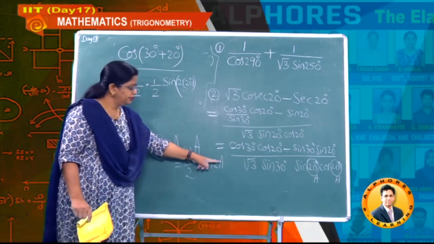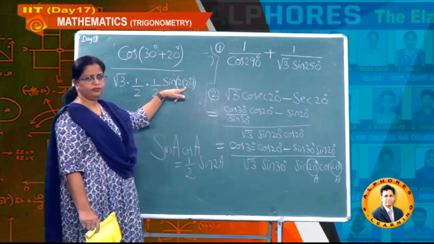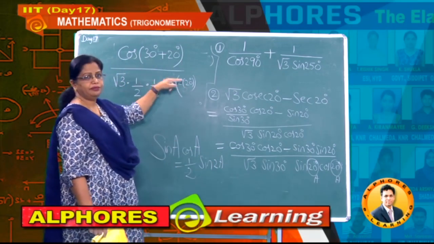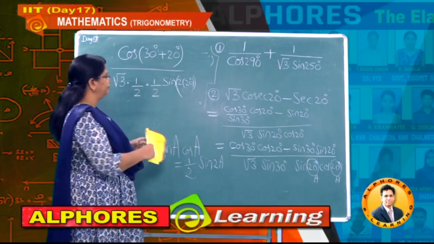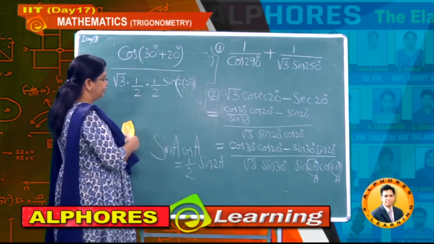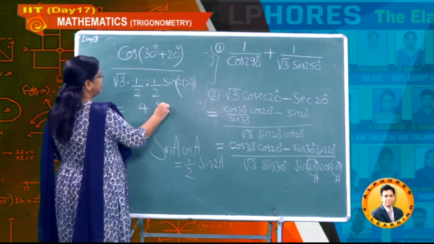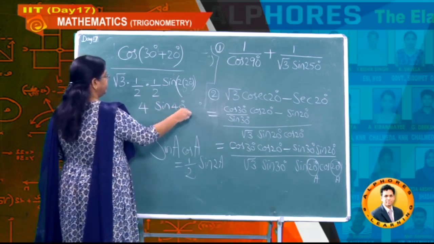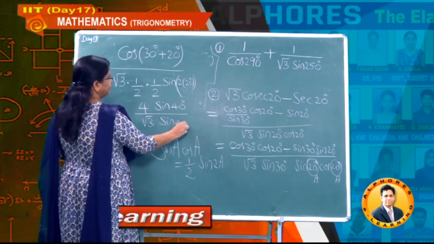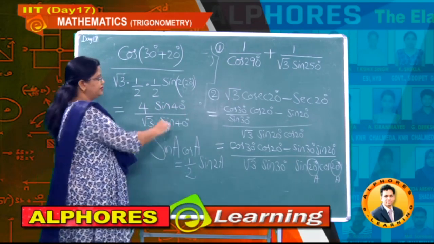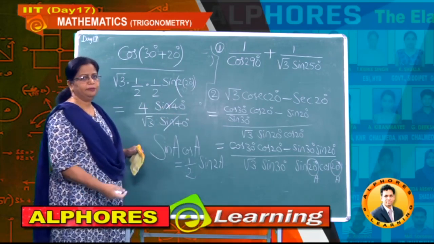So, 2 into 20. Now, what is this value, students? It is sin 40, and here cos 50. 50 and 40, again they are complementary. Now this 4 here goes to the numerator, and hence you got 4 times sin 40 degrees divided by root 3, and here also sin 40 degrees. Now these two get cancelled. So what is the answer here? 4 by root 3. Understand?